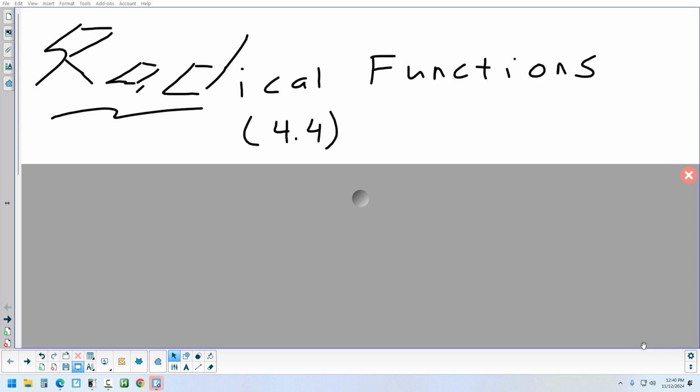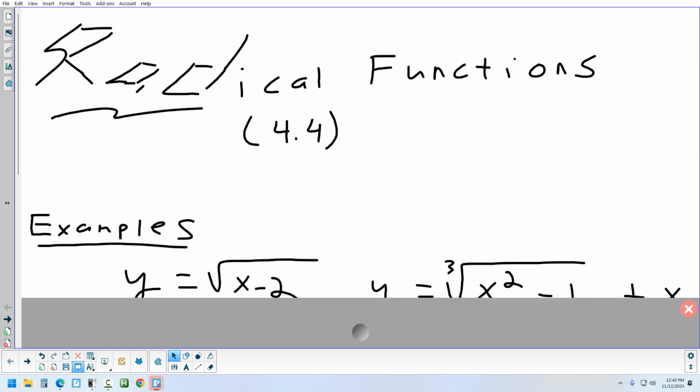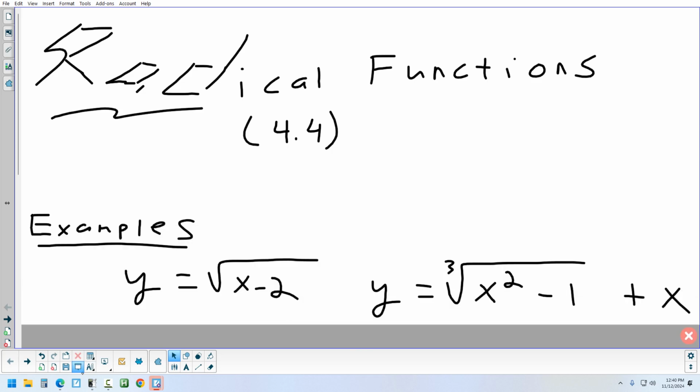So section 4.4, we're going to take a look at radical functions. We're going to split it into part 1 and part 2. Part 1 is the longer part, part 2 is shorter. So basically anything that has some type of root in it, like a square root, cube root, those are what we call radical functions.